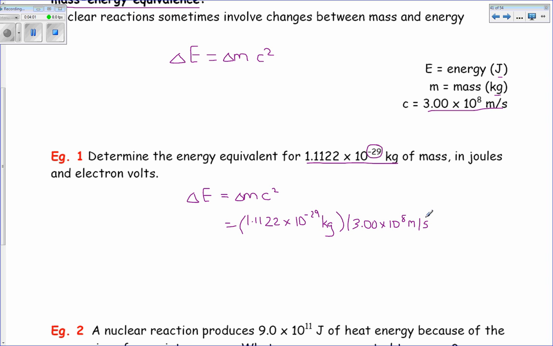and that's squared. Probably the most common mistake made here, apart from conversions between joules and electron volts, is forgetting to square the speed of light. You're taking a really, really tiny amount of mass and multiplying it by 10 to the power of 8 squared, so times 10 to the 16, and that's why you end up with such a large amount of energy. So in joules, this is 1.00 times 10 to the negative 12 joules.